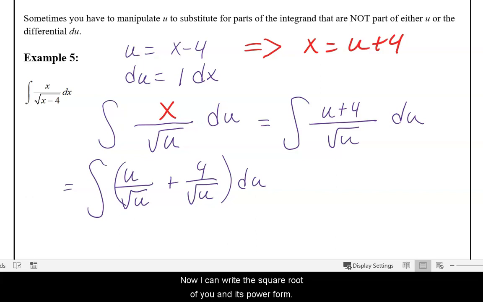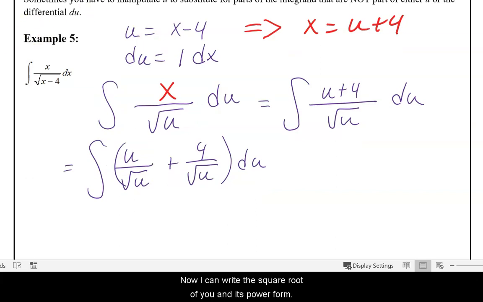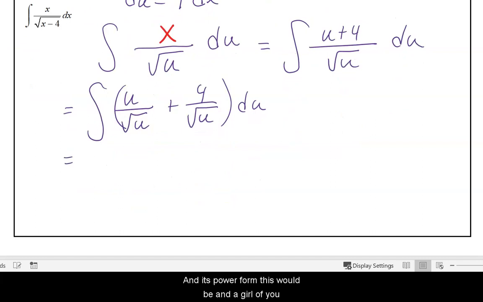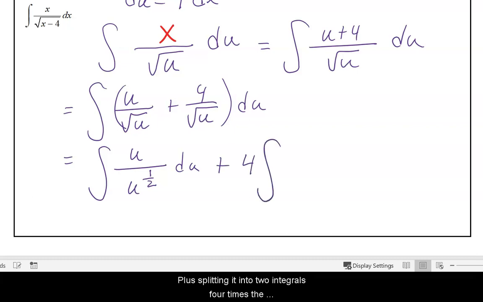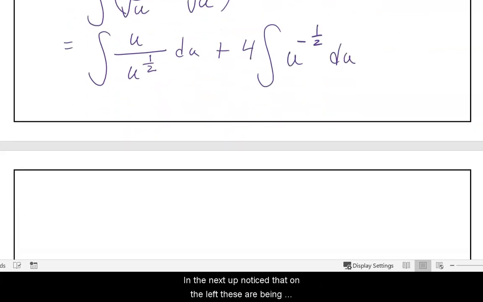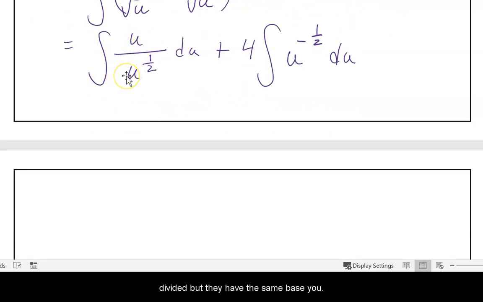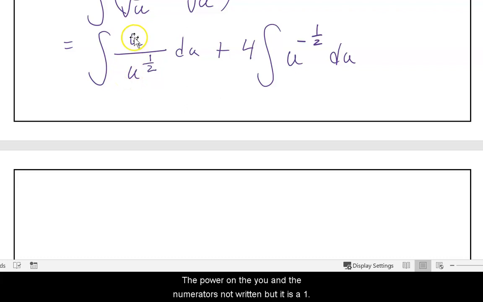Now I can write the square root of u in its power form. In its power form, this would be the integral of u divided by u to the 1/2 du plus, splitting it into two integrals, 4 times the integral of u to the negative 1/2 du. In the next step, notice that on the left, these are being divided, but they have the same base u. The power on the u in the numerator is not written, but it is a 1.